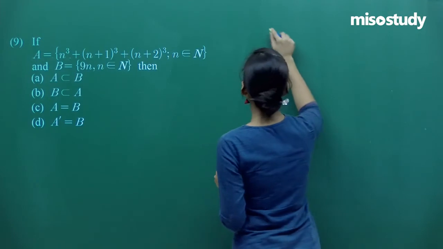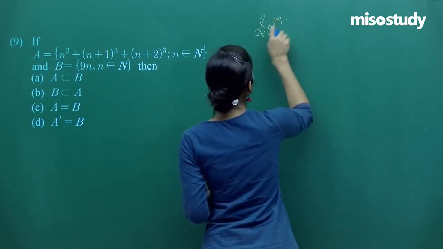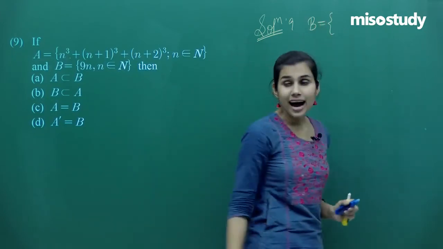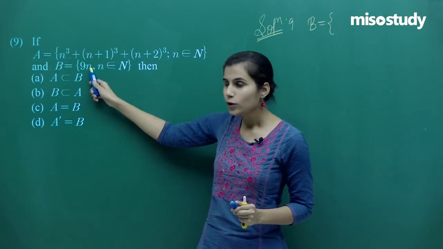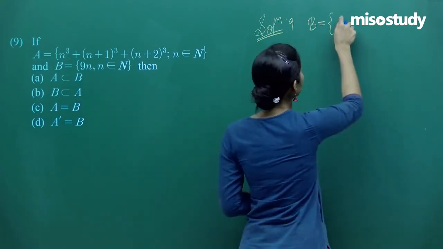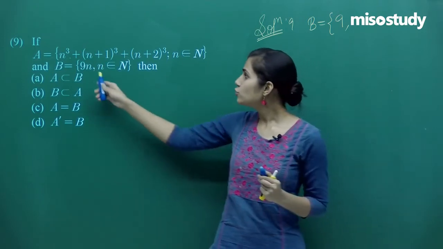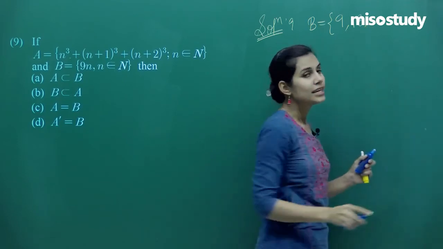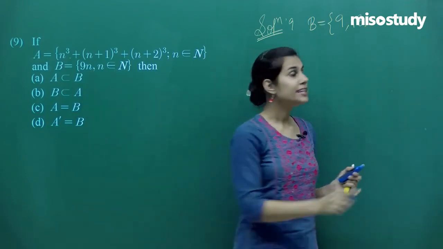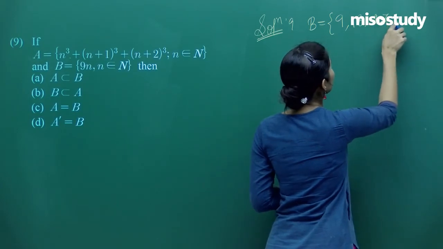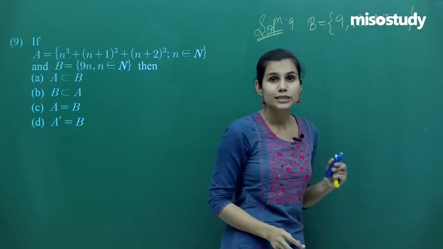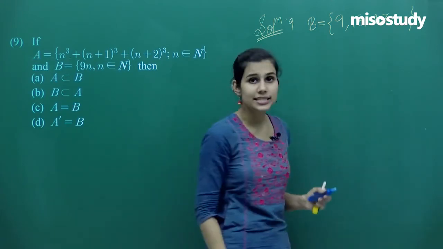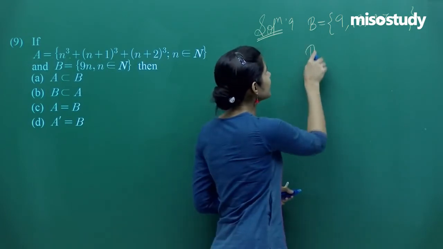This means if I try and open my set B, my set B comes out to be 9 into 1, which is the first natural number. 9 into 1 gives me 9. 9 into 2, which is the second natural number, gives me 18. 9 into 3 gives me 27. And if I proceed like this, what is this? It is basically the table of 9. All the multiples of 9 are given here in set B. We don't know what set A is.